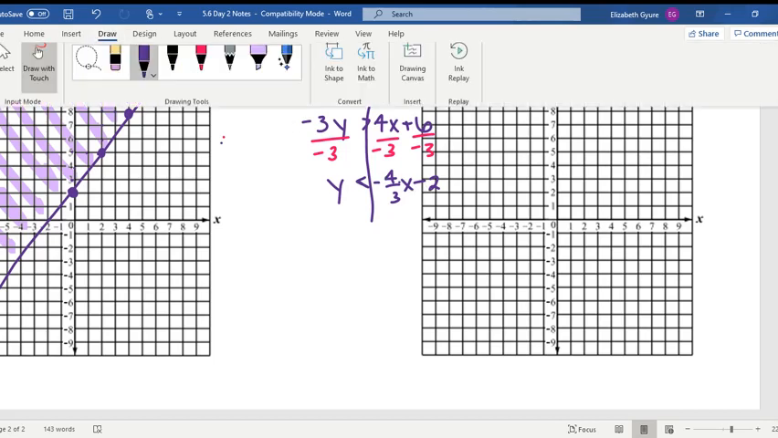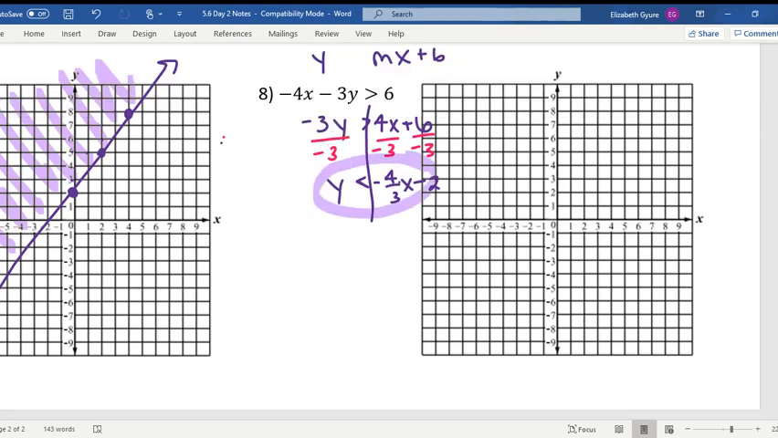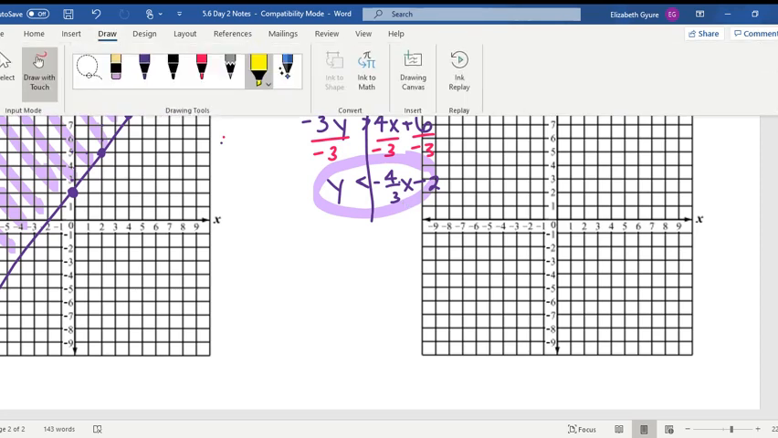Don't forget to flip it. You need to flip the inequality symbol because we divided by a negative. So your new equation should have been y is less than 4 over -3x minus 2. Good. So who can tell me what we need to do now?